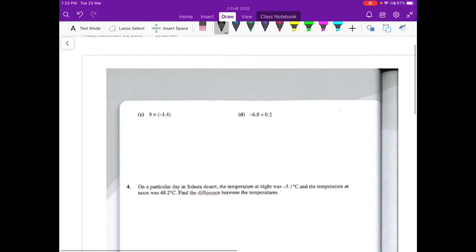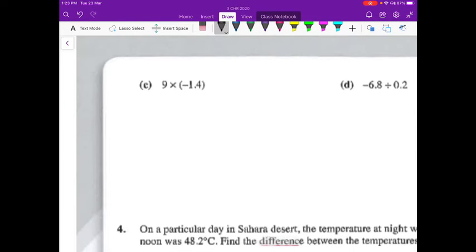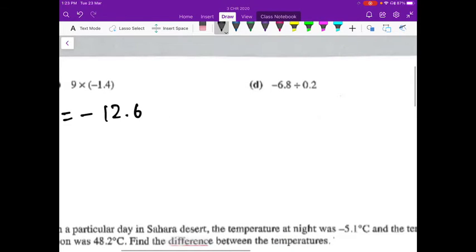Page 4. 9 times negative 1.4. Okay, so negative 12.6. Negative 34. Okay, negative 34.